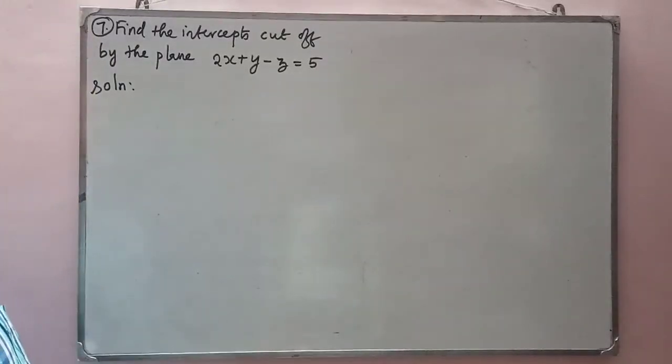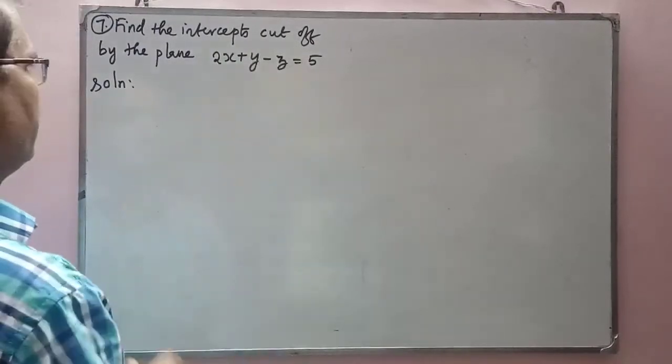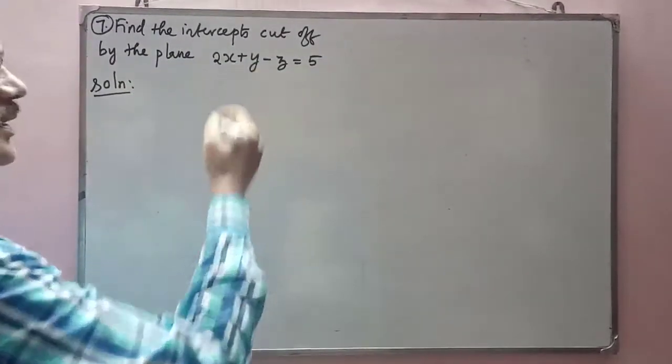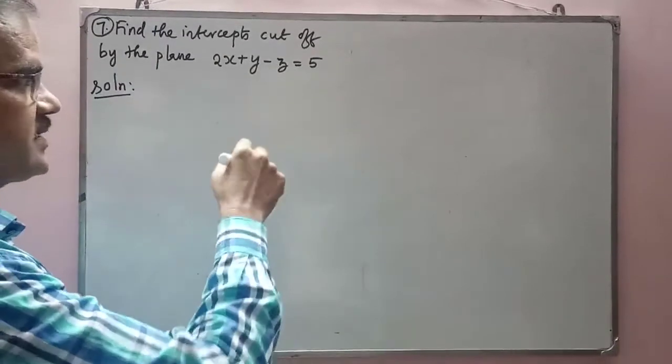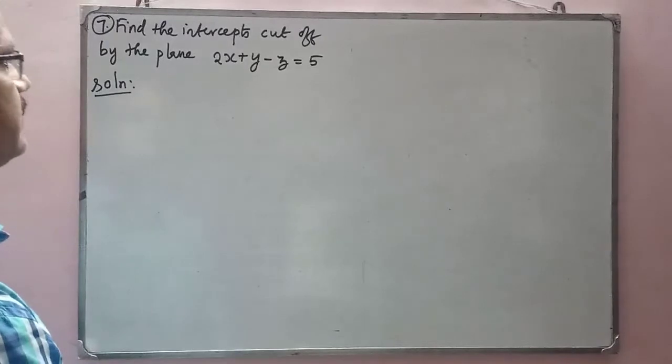The seventh question, children. Find the intercepts cut off by the plane 2x plus y minus z equals 0. What do you mean intercepts? The plane cuts the x-axis, y-axis and z-axis at a particular point that we have to find. They are called intercepts.